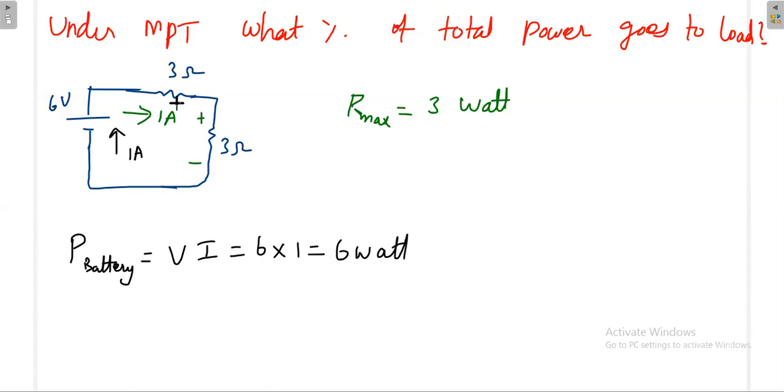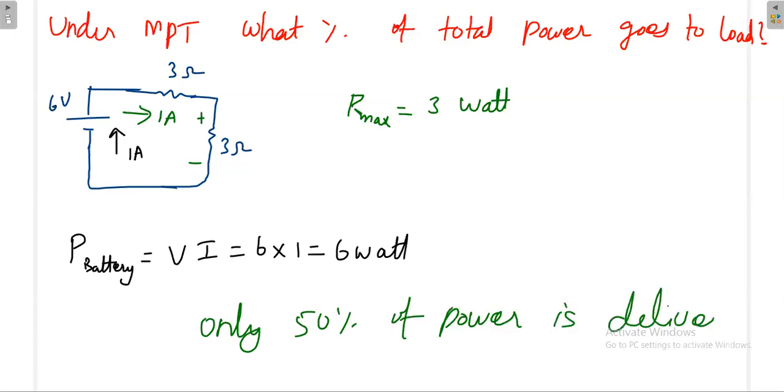The remaining goes here. So what they are telling is, even under the maximum power transfer theorem, 6 watt is the total power delivered by the source, but the load is receiving only 3 watt, and the remaining 3 watt is going here. So even under maximum power transfer, only 50% of the power is delivered to the load.